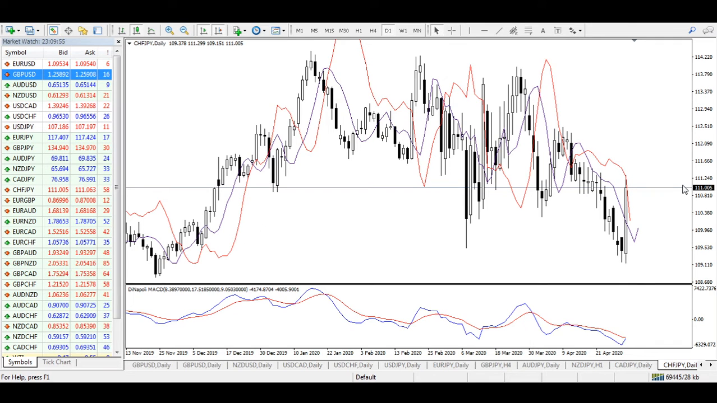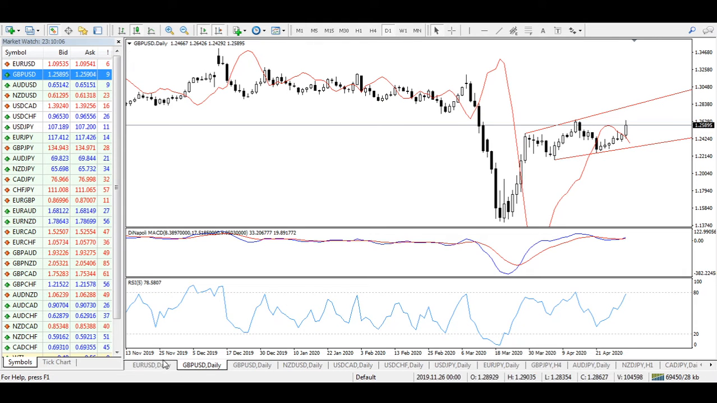So basically what I'm going to do is buy Swiss franc and sell Australian dollar. That makes the pair AUD CHF. I'm going to sell AUD CHF. So here we have the chart of AUD CHF, and let's look at what's there on the AUD CHF.